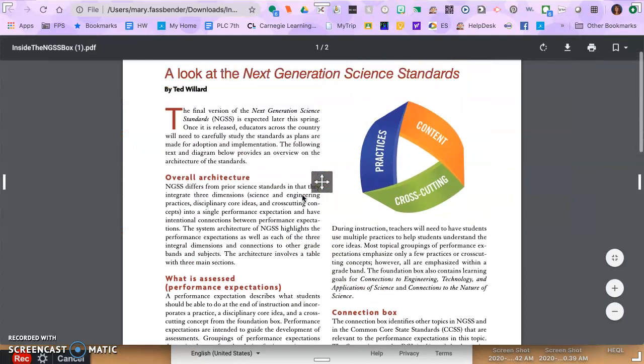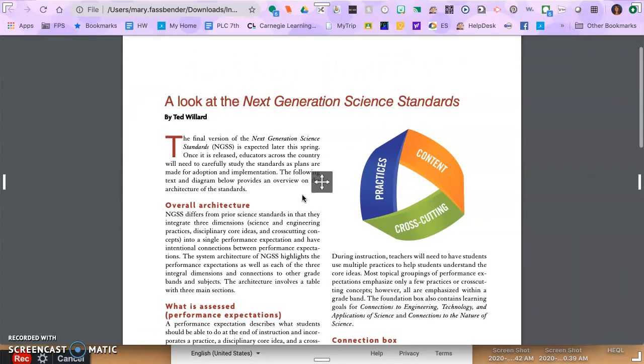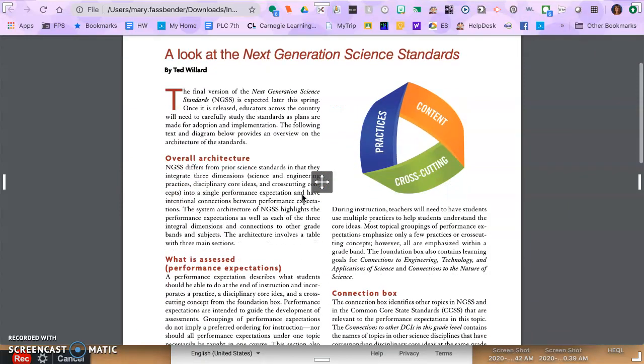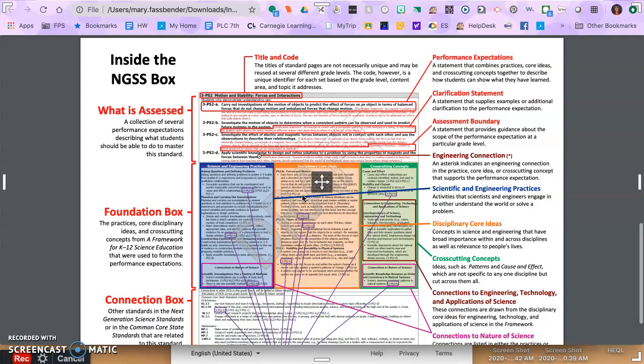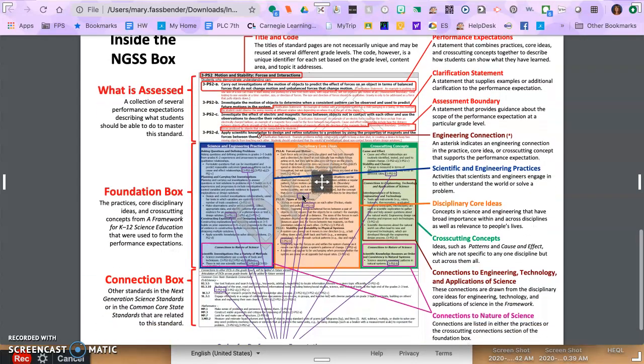Another good document is this one. It gives a nice general explanation of the Next Gen, but then it gives a nice cheat sheet of how to read the standards. So I know this looks overwhelming, but if you are looking at a performance expectation and you're not sure what is what, this is kind of a good reference document to figure that out.